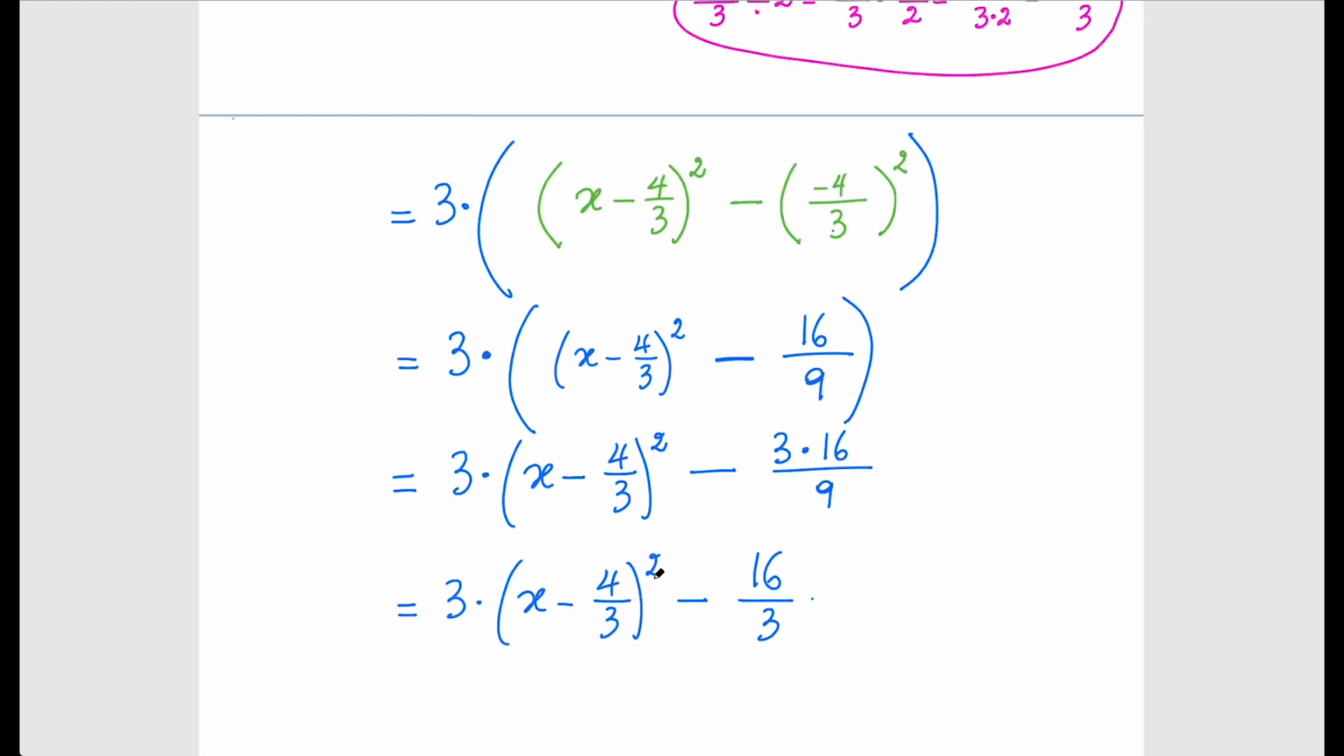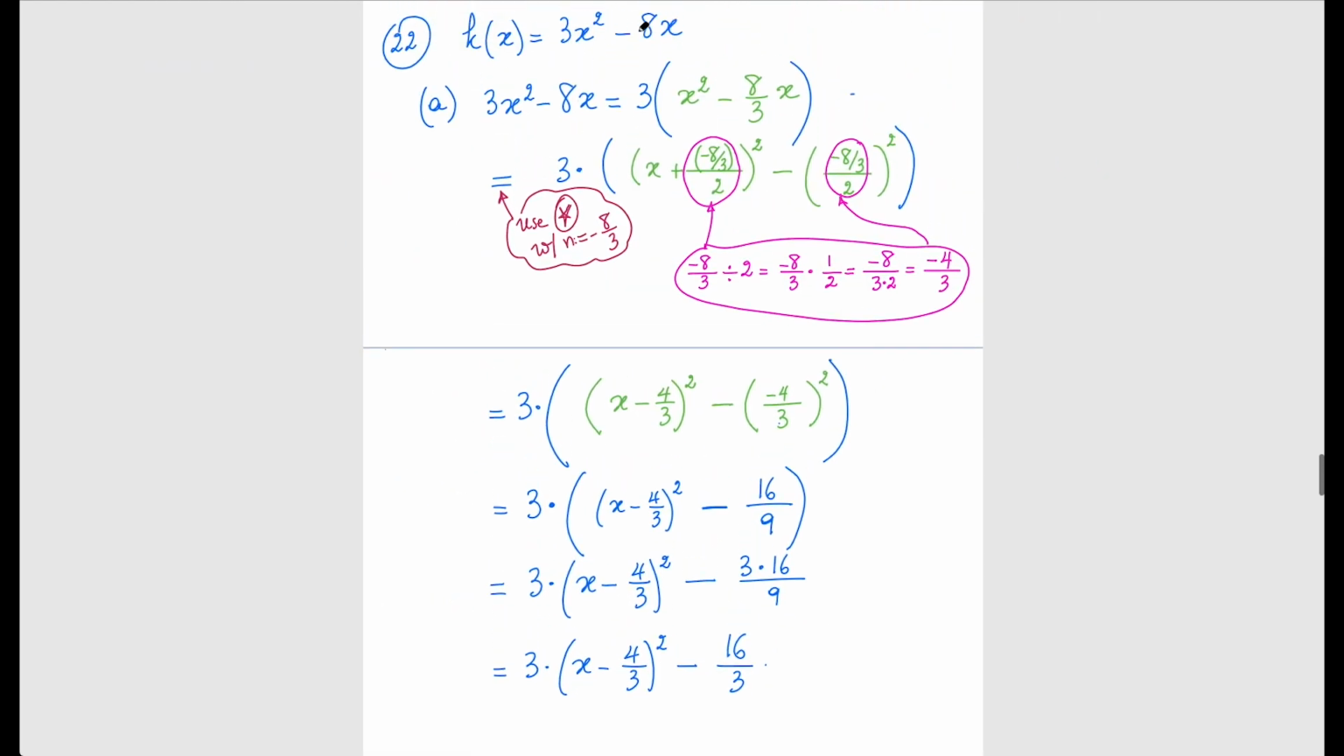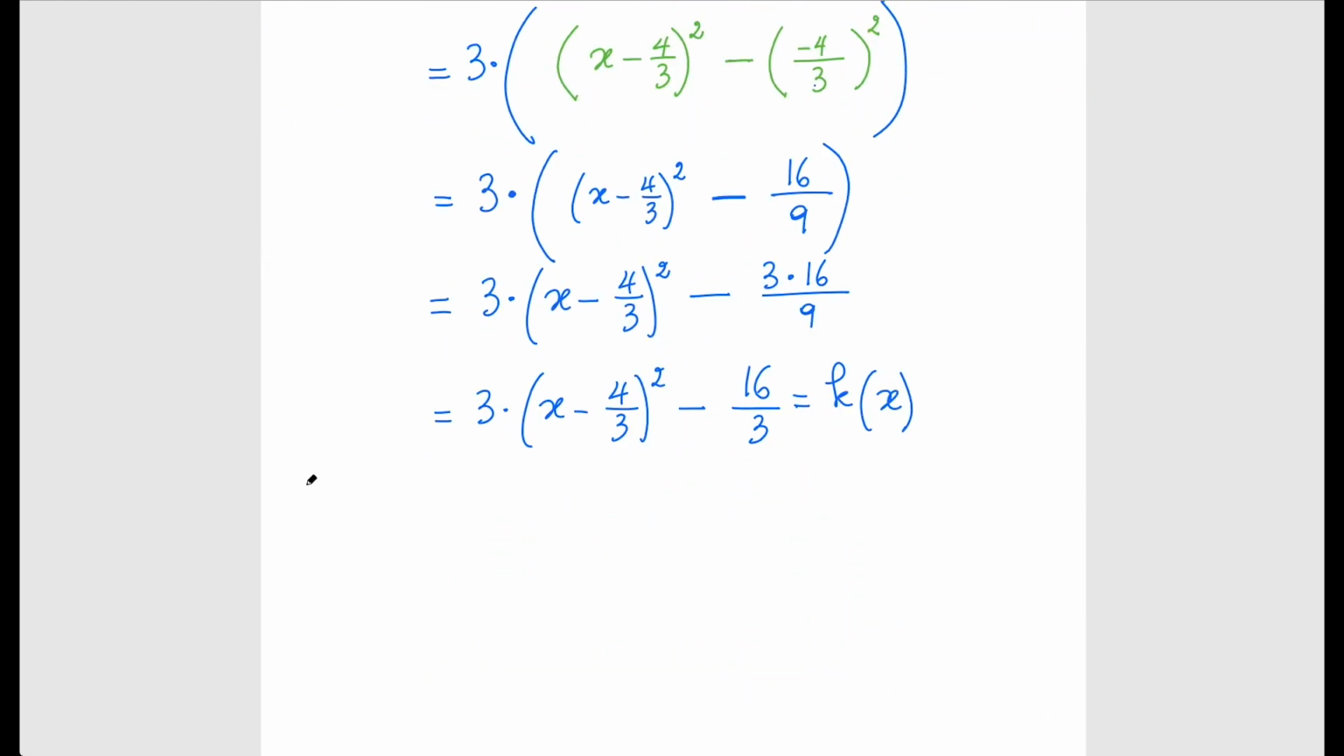So this is the vertex form of this quadratic function, right? This one and that one, they're both k of x. Okay? So I'm going to ask you to complete the rest. For parts B through H, please complete on your own. They're left as an exercise.